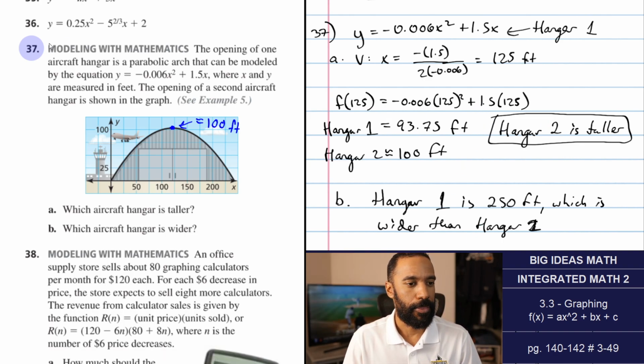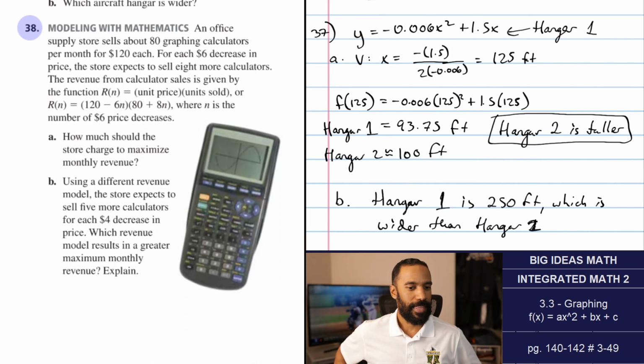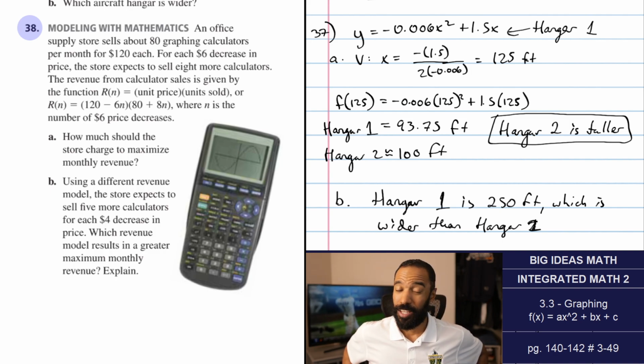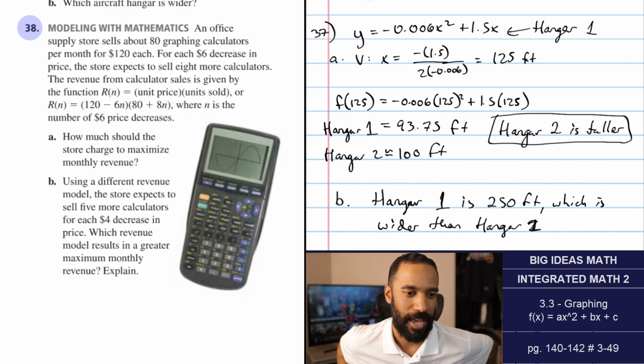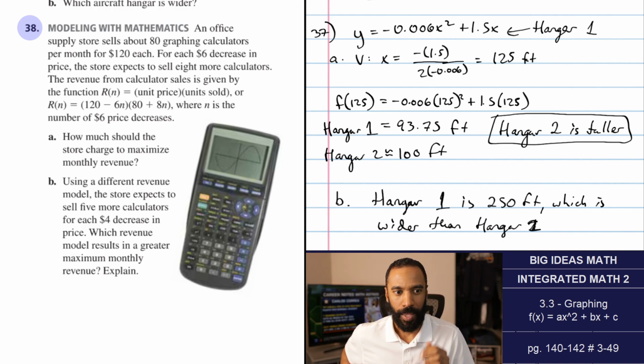There's 37. Number 38. An office supply store sells about 80 graphing calculators per month for $120 each. Hey, that's the graphing calculator I'm using. Yep, they're still that expensive. For each $6 decrease in price, the store expects to sell 8 more calculators. I hope I don't have to make the model. The revenue from calculator sales is given by the function R of n equals unit price times units sold, or R of n equals 120 minus 6n times 80 plus 8n, where n is the number of $6 price decreases. How much should the store charge to maximize monthly revenue?